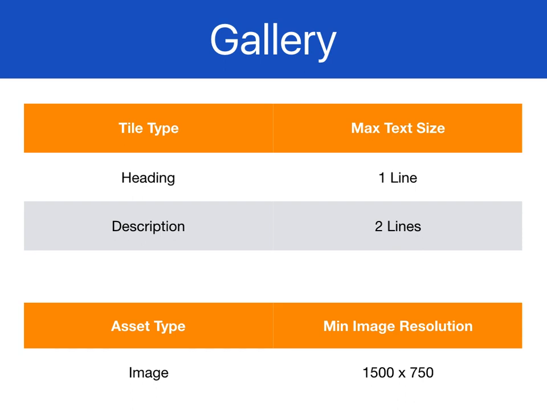So we have a heading and a description. The heading is only 1 line. As for the description, you get 2 lines for a really short description of your products. For the asset type, the image, the minimum image resolution is 1500 by 750. I know I don't want to sound like a broken record, but you can just create all these images with the specific image resolution on Canva, or if you're really good at Photoshop, you can use Photoshop as well.